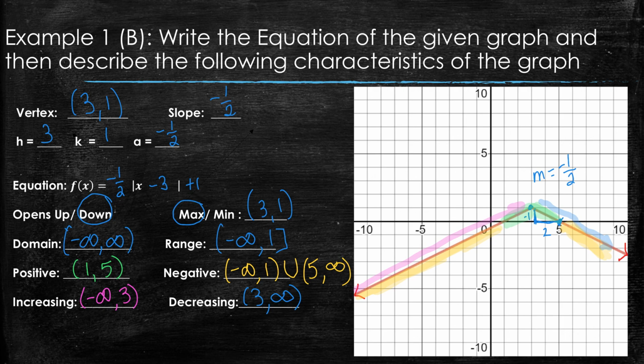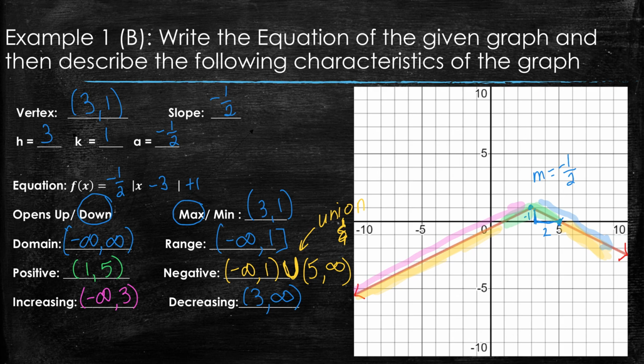Now what we use in math to symbolize and is this U. It's called union. And we use that in math instead of doing like the and, okay? So we use the U instead of and. And so what that means is it's the interval from negative infinity to 1 and from 5 to positive infinity.